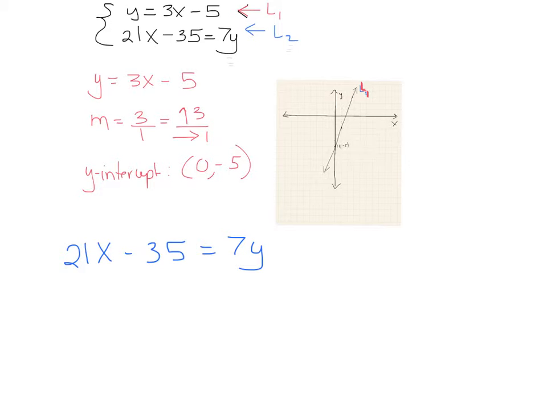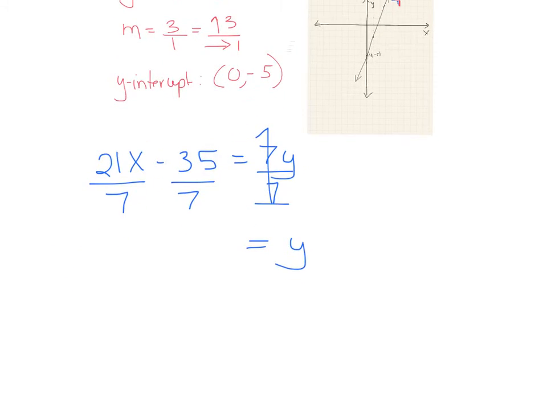We can use the slope-intercept form again. Let's solve for y. Well, y is on the right-hand side here, which is fine. We can divide everything by 7, or multiply by 1/7. And what do we get? We get y equals 3x, and 35 divided by 7 is 5, and it's negative. So if we rewrite this, y equals 3x minus 5.